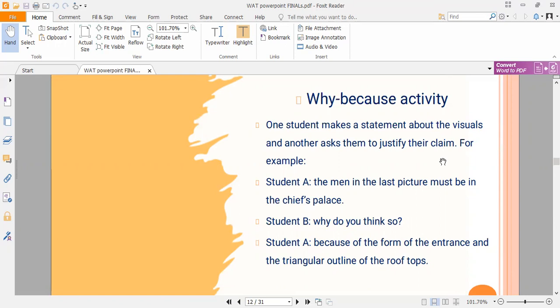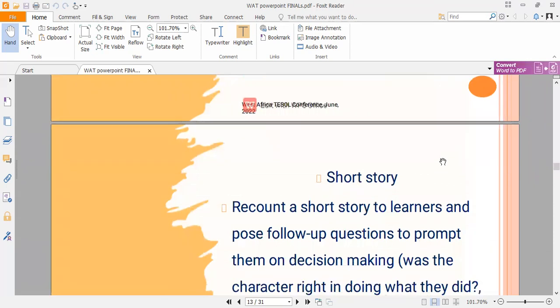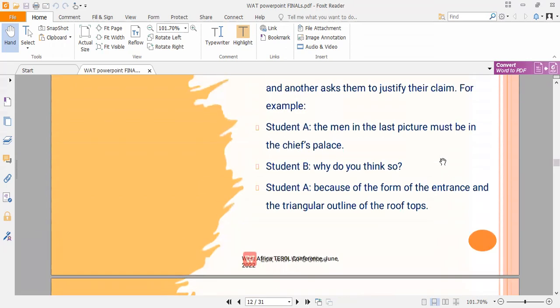So student B asked, why do you think so? And student A replied, because of the form of the entrance and the triangular outline of the rooftops. So the "why because" activity prompted them to speak and to be able to justify their claims.